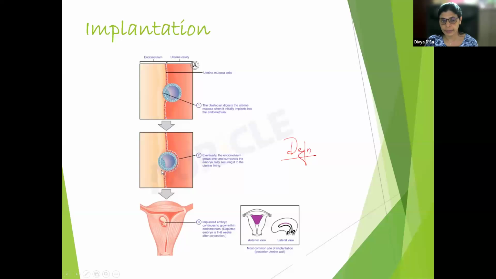During the time of implantation, this embryo is in the form of the blastocyst. Later on, the cells will undergo different changes, forming the inner cell mass and outer cell mass.